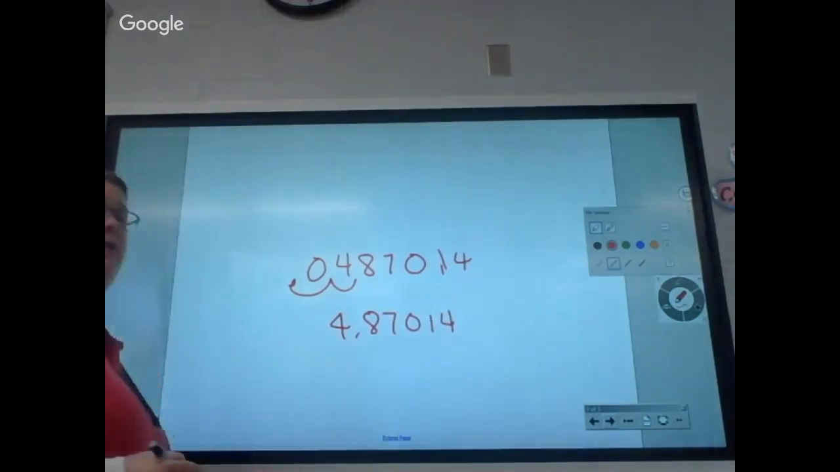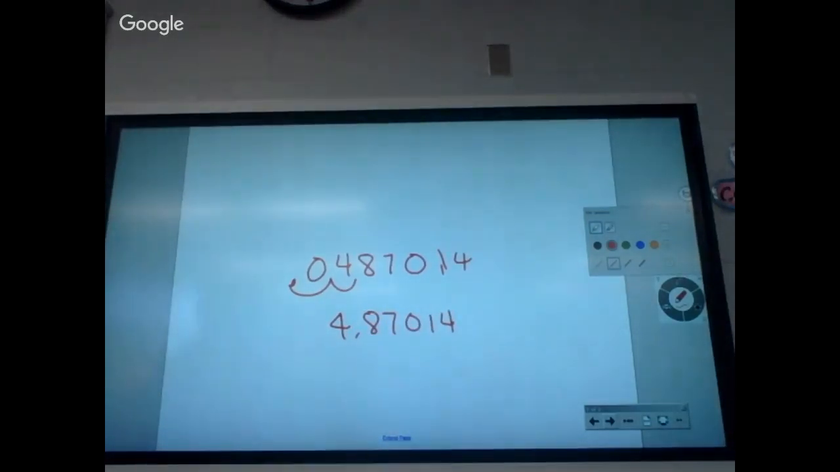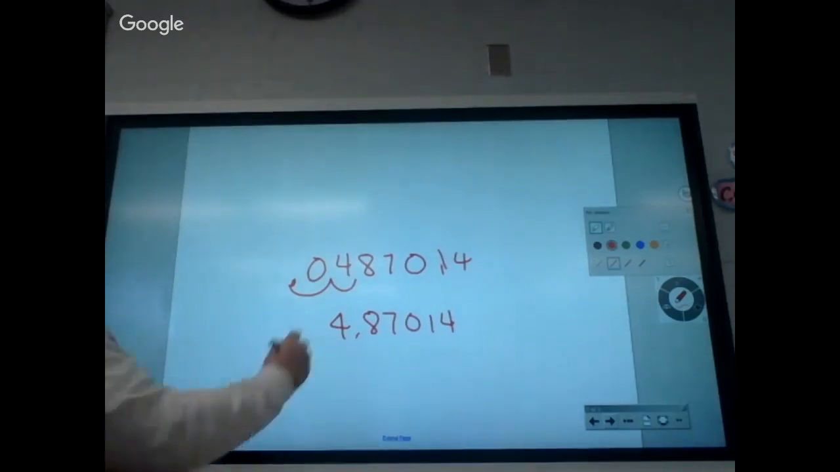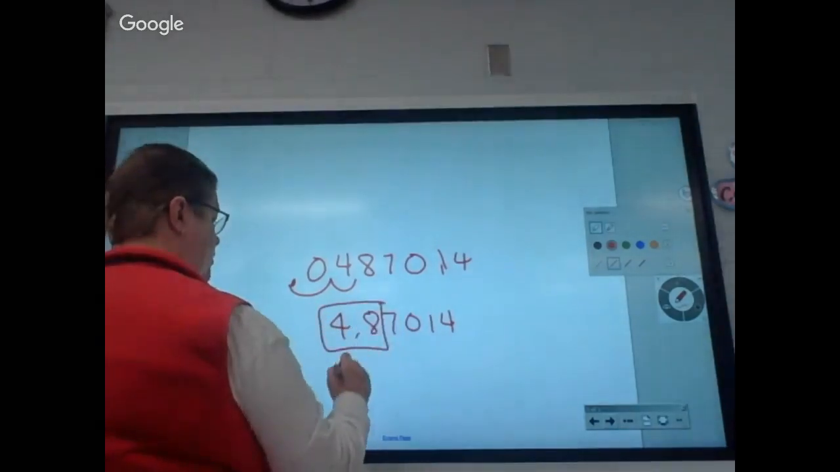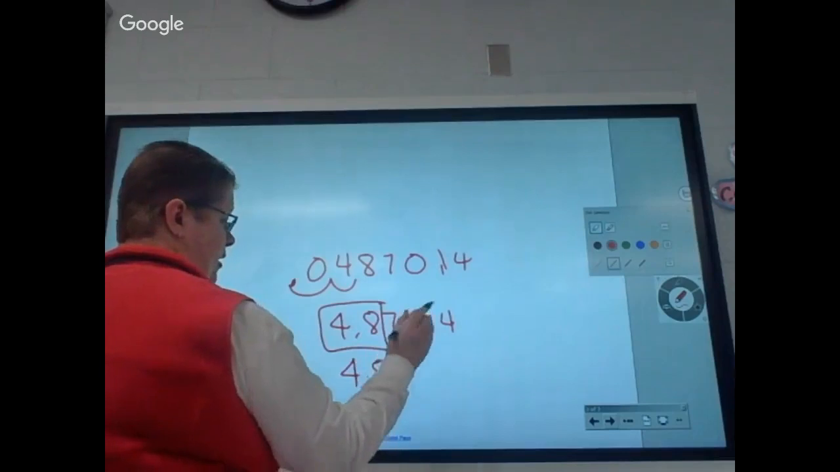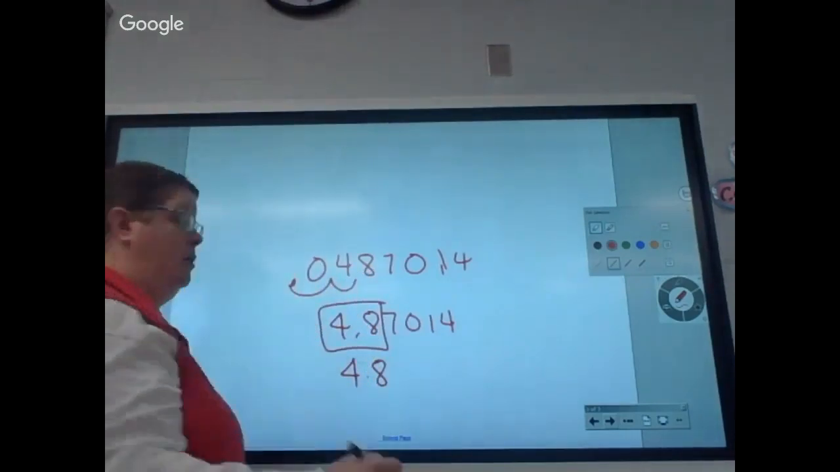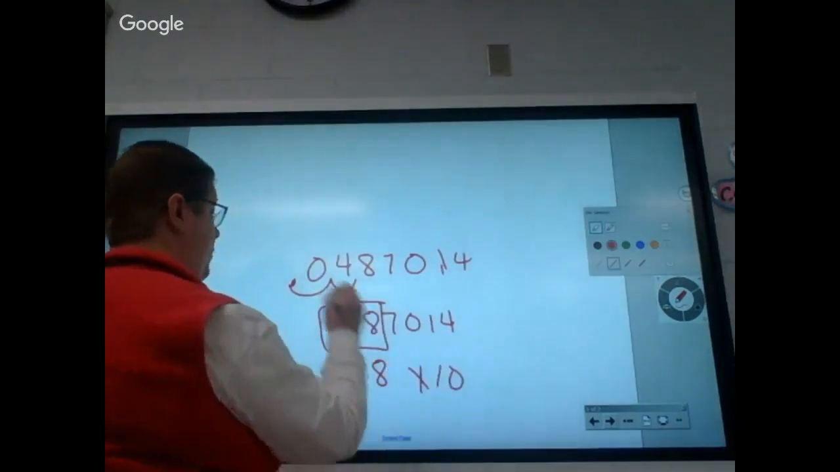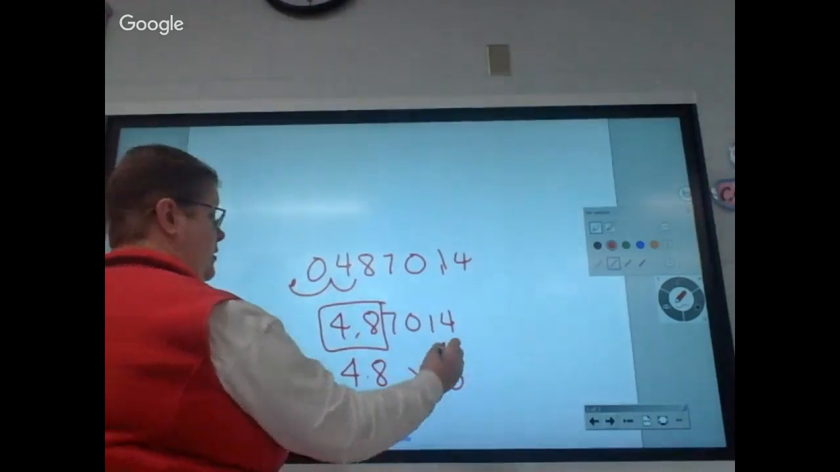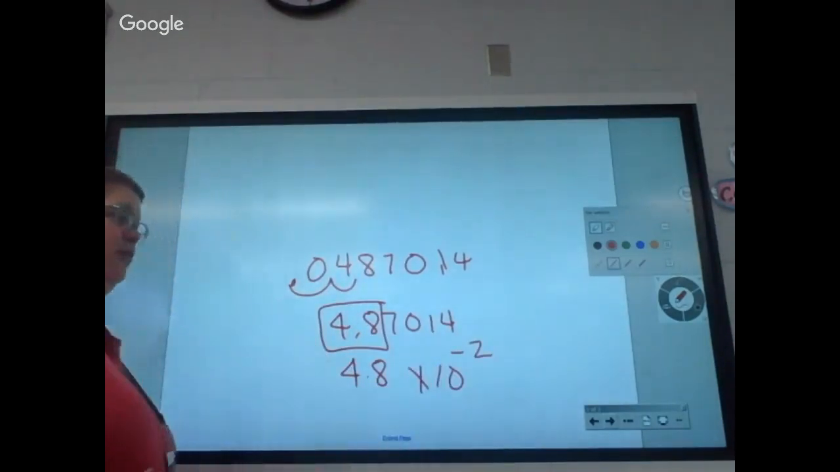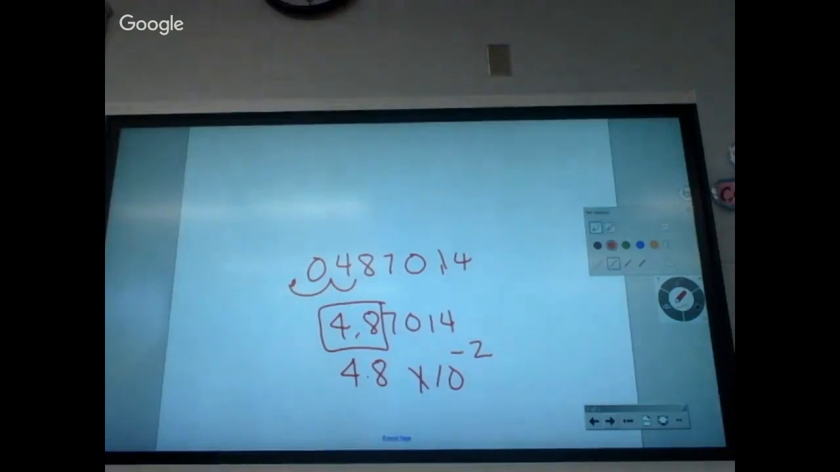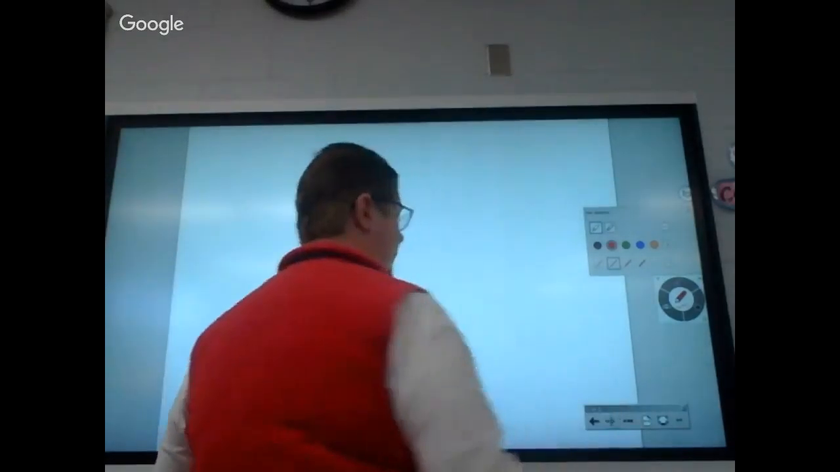4.87014, and then round it to however many numbers you want. So how many numbers do you want in it? So keep these two. So 4.8, and then you can round up if you want. And then times 10, we moved it how many places? To the negative second, because we moved it to the right. I didn't know if you had to consider all the other stuff. No, you just drop it off. Okay? All right. Everybody ready to look at homework now?